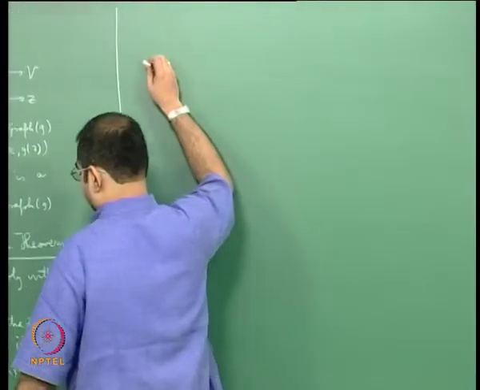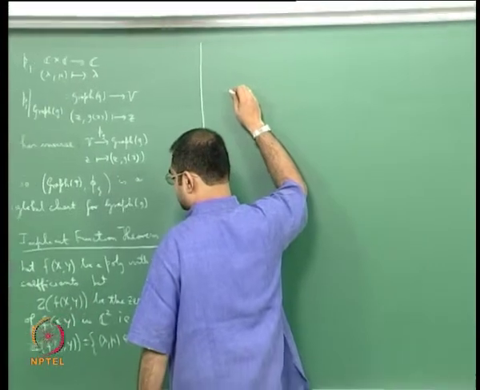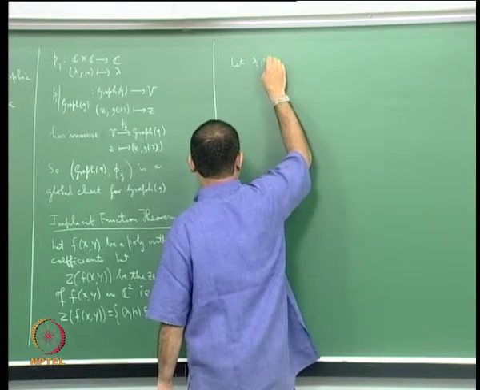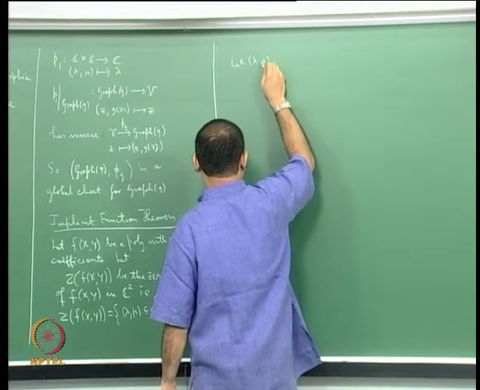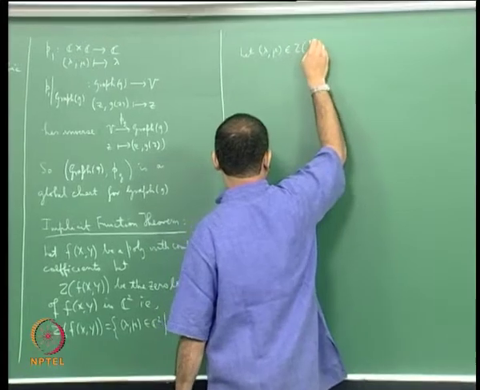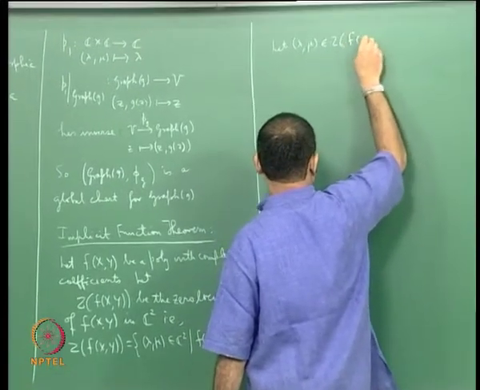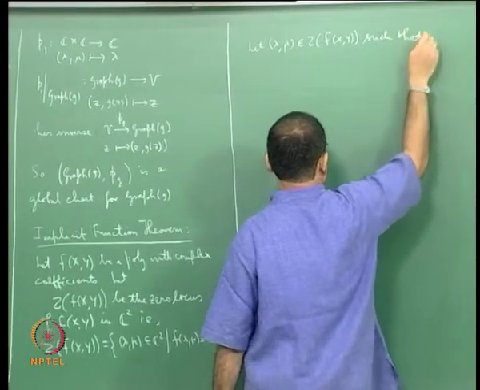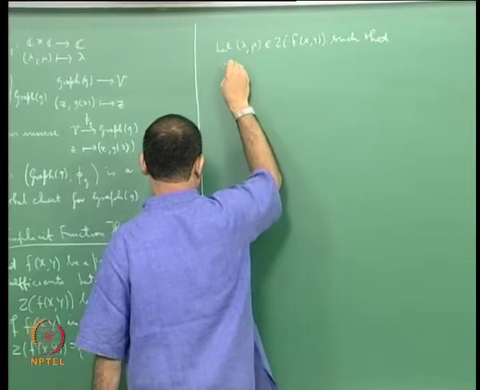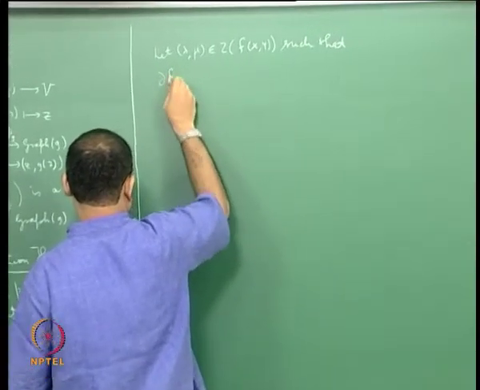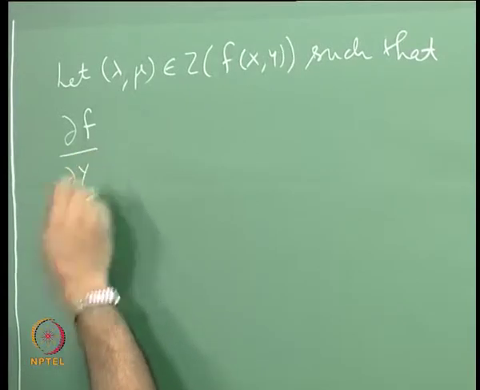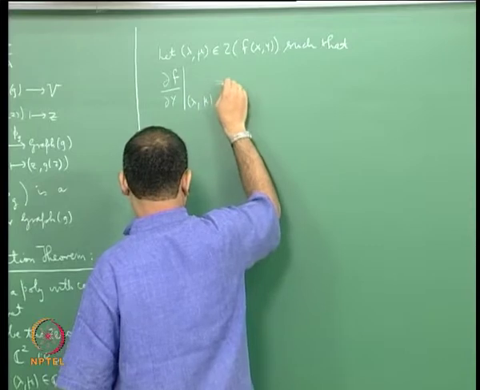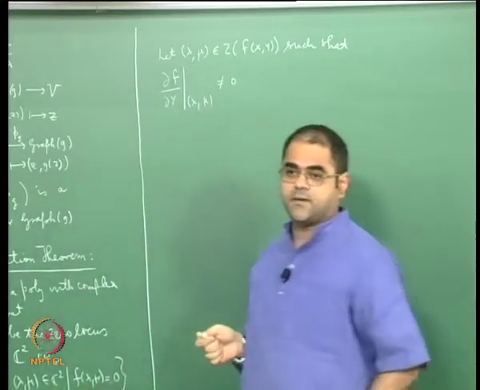So let me say this: let lambda comma mu be a point in the 0 locus such that if I differentiate partially f with respect to y, the second variable, and evaluate it at lambda comma mu, the resulting value is non-zero.